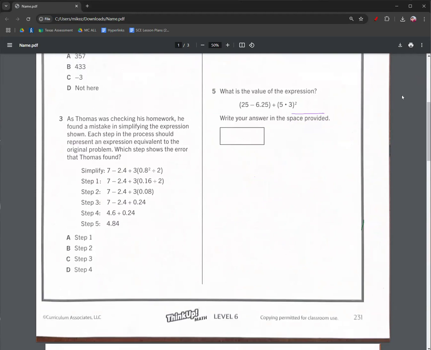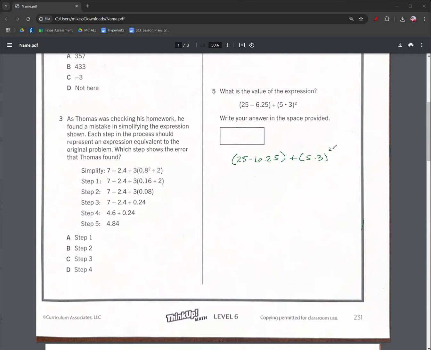Now this one says, what is the value of the expression 25 minus 6.25 plus 5 times 3 to the second power? And it says, write your answer in the space above. So I know I have no space to work right there. So I'm going to rewrite it over here. 25 minus 6.25 parentheses plus 5 times 3 parentheses to the second power.